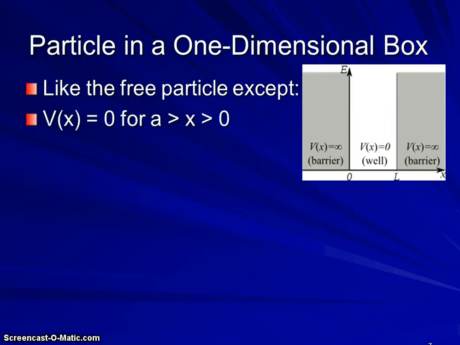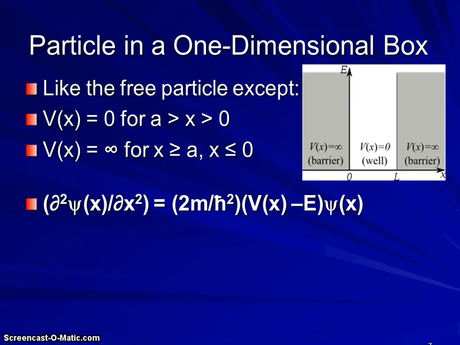So it's like the free particle, except that the potential energy is only 0 inside the box when x is between 0 and a, or in the picture we use 0 and L, and it's infinity when it's outside of the box. So again, we take a look at Schrodinger's equation. We've rearranged it the way we did previously to solve for the second derivative. This time we'll leave the potential energy term in there since we have to talk about that a little bit.